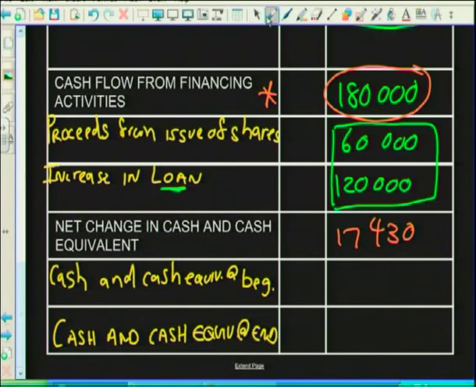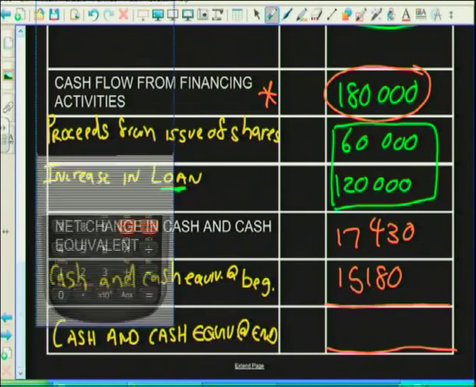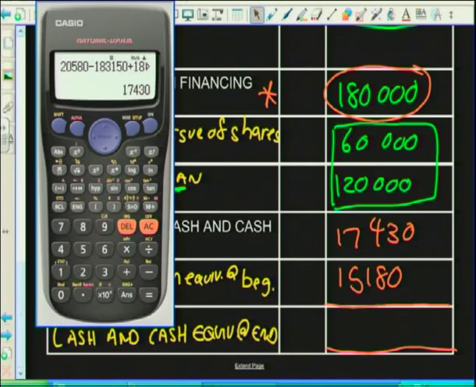So at the beginning of the year, my cash and cash equivalent was 15,180. We can now calculate what your cash and cash equivalent is at the end of the year. So back with the calculator. This was my net change in cash and cash equivalent.